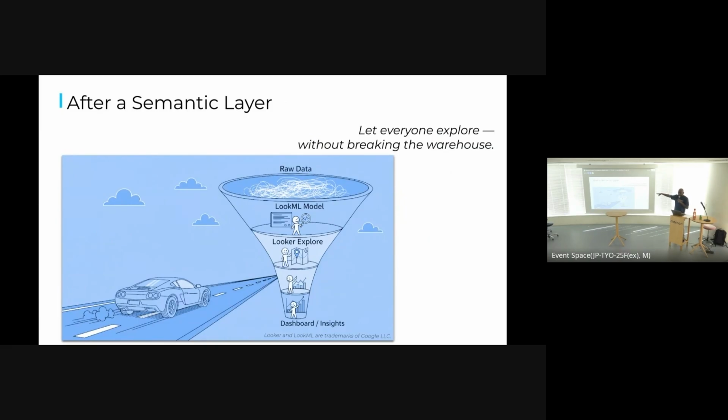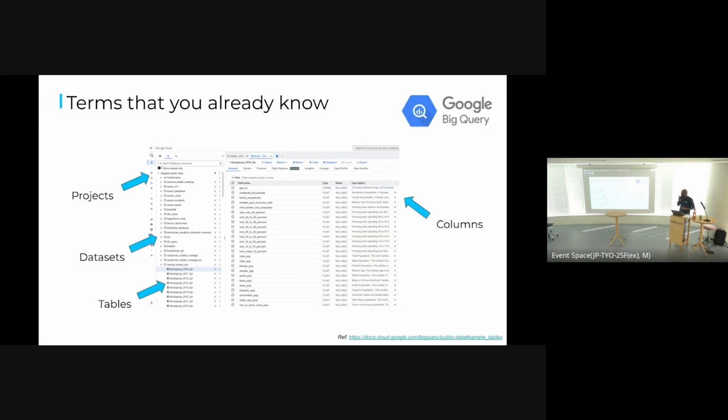So you have some raw data, and on top of the raw data, you build the data models, and then we'll be looking at what explores or what views are in a short while. So everything is organized in a semantic layer. That's the whole point, which makes everyone use the warehouse effectively.